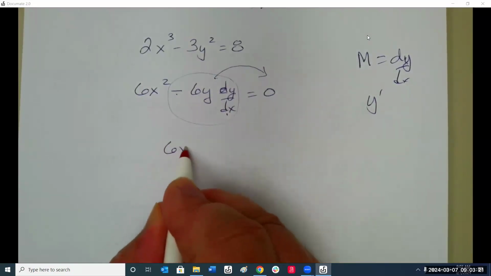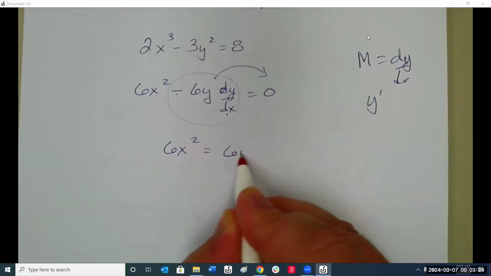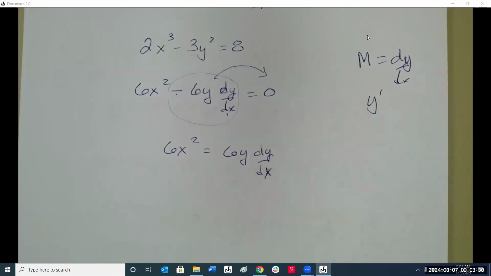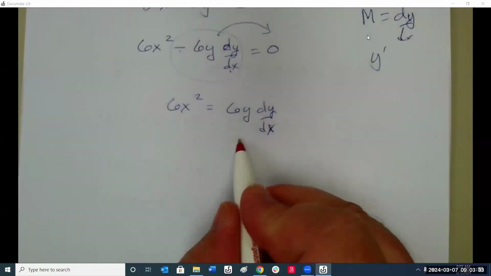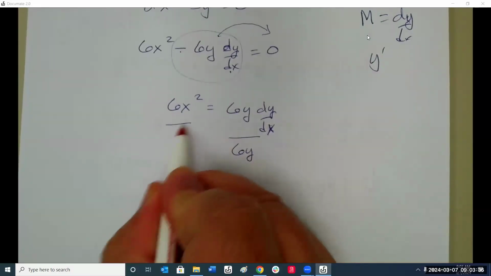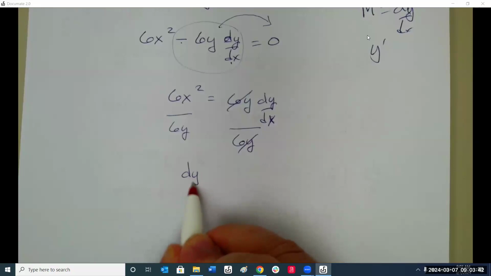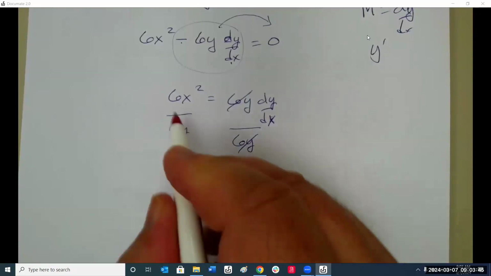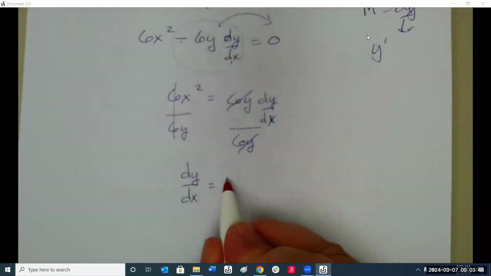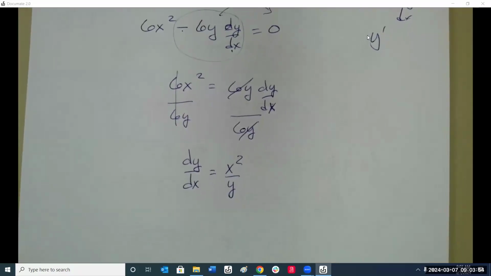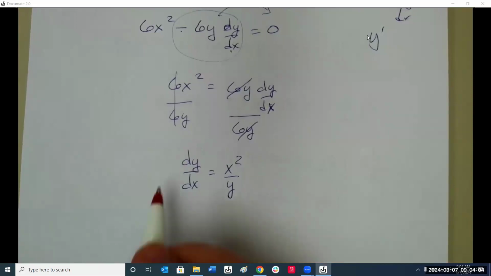So we have 6x squared equals 6y dy/dx. Then divide by 6y. So now I can put dy/dx is equal to, the 6's cancel, x squared over y. Now what? Now we take the derivative of the derivative. So this is our first one.